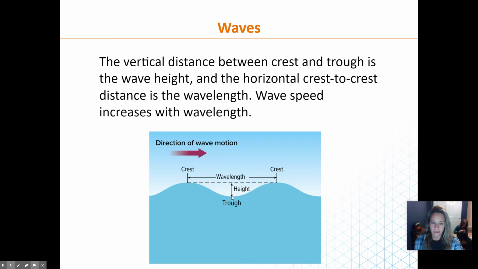The height of the wave is measured from trough to crest, so from low point to high point. And then the wavelength is measured from crest to crest. So in storms, we're going to get a bigger wavelength and a higher height of the wave.